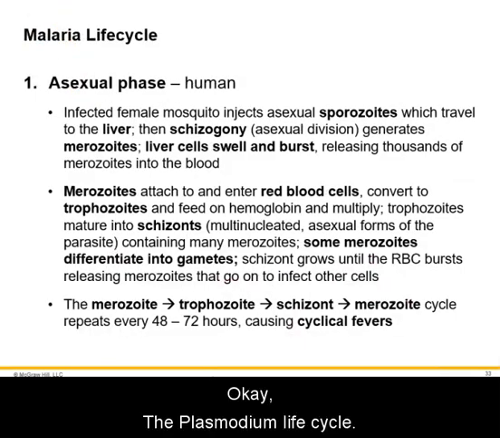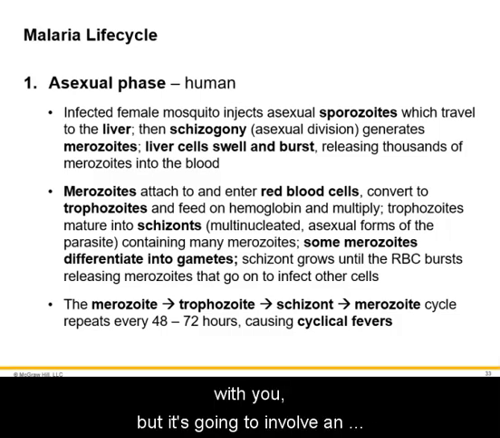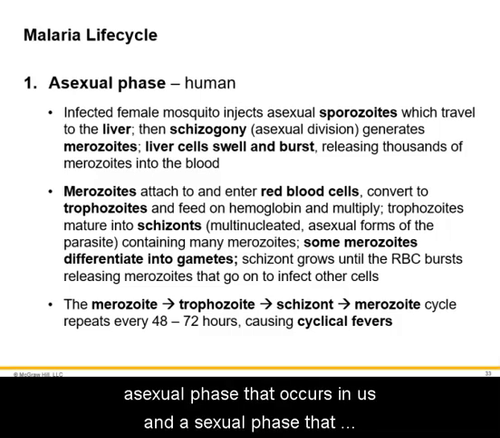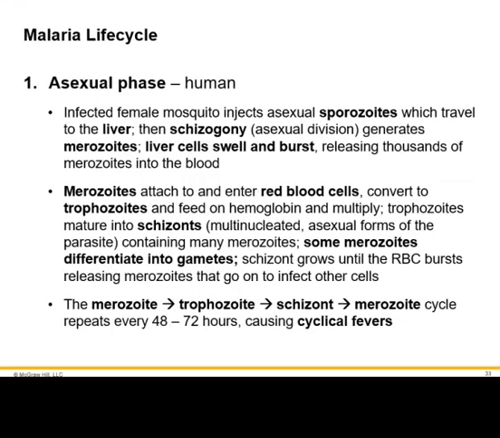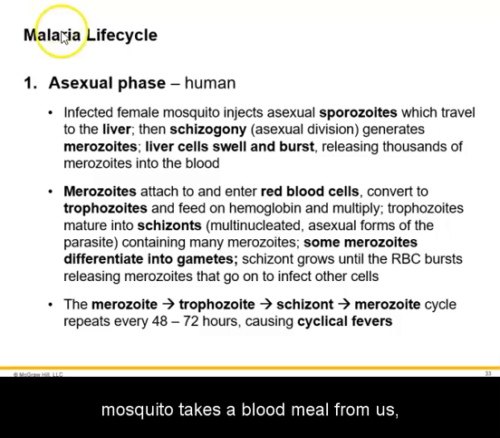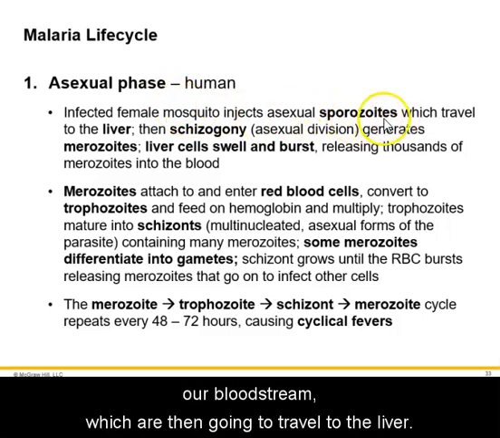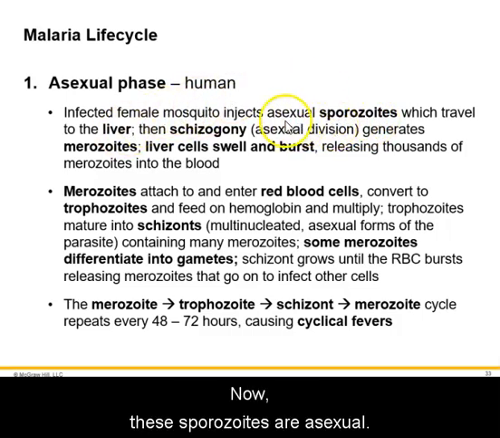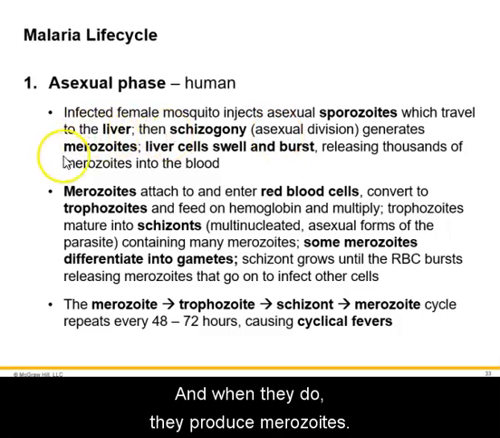Okay, the Plasmodium life cycle. It's a little bit complex, and I'm going to go through it with you. It involves an asexual phase that occurs in us and a sexual phase that occurs in the mosquito. The female mosquito takes a blood meal from us, and when she does that, she injects sporozoites into our bloodstream, which then travel to the liver. These sporozoites are asexual, and when they get to the liver, they undergo asexual division and produce merozoites.